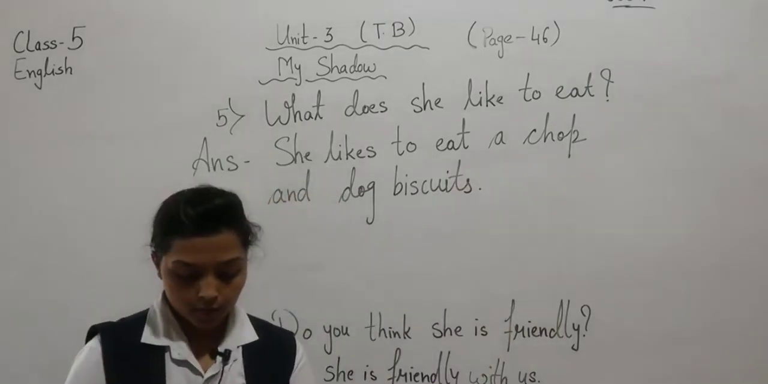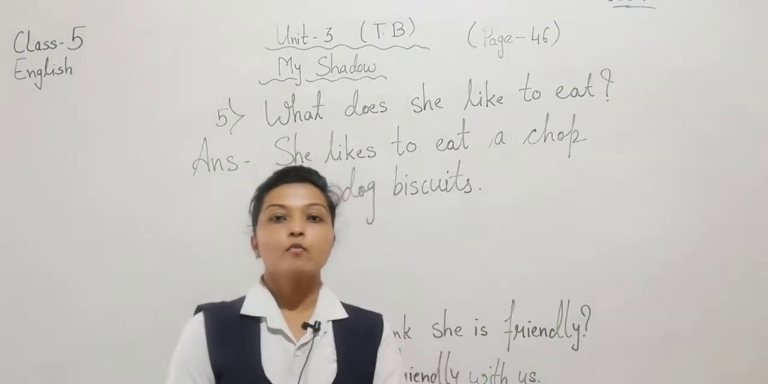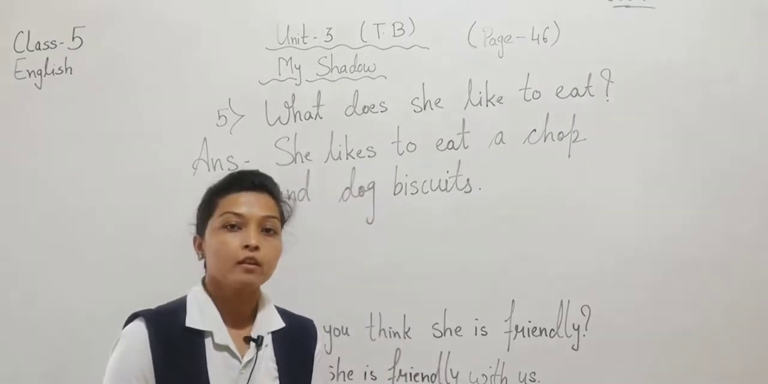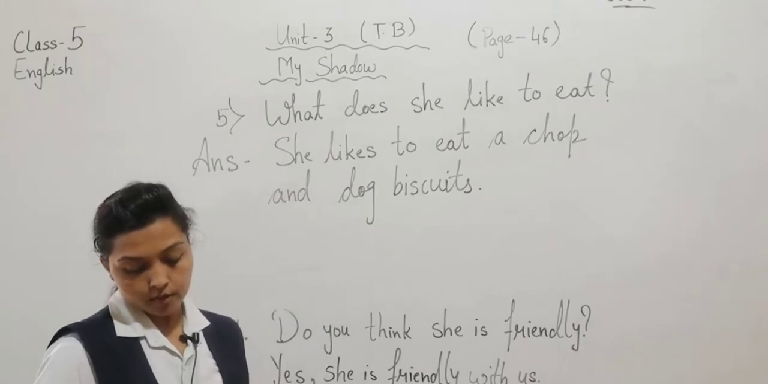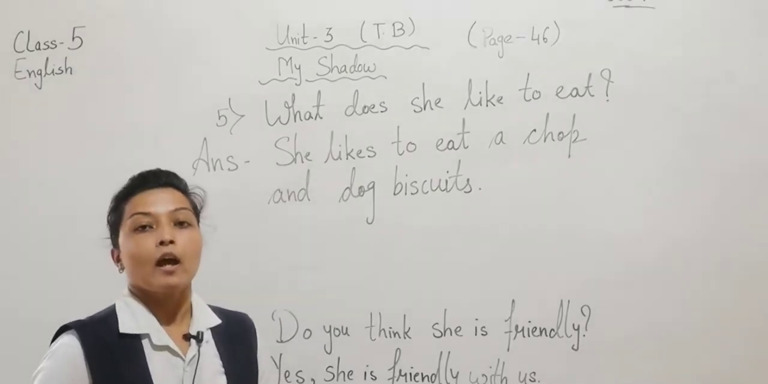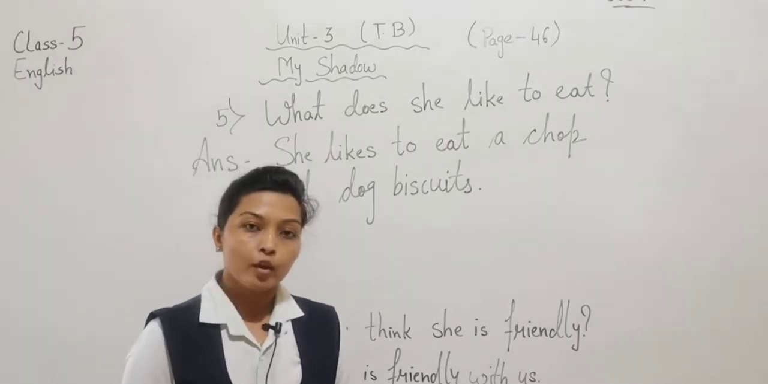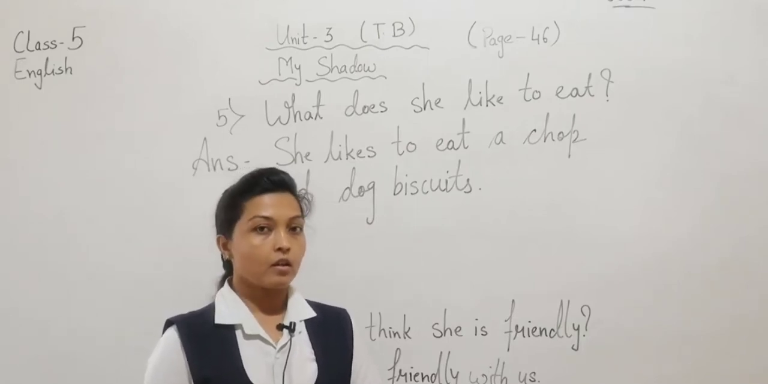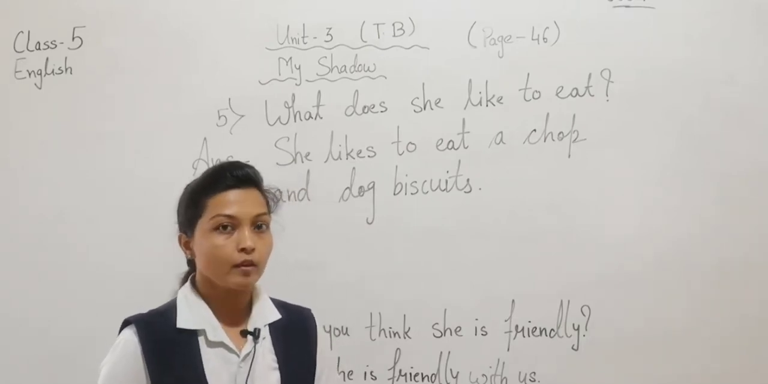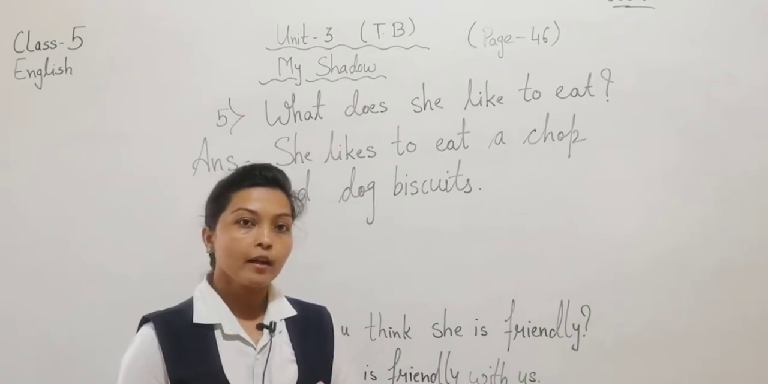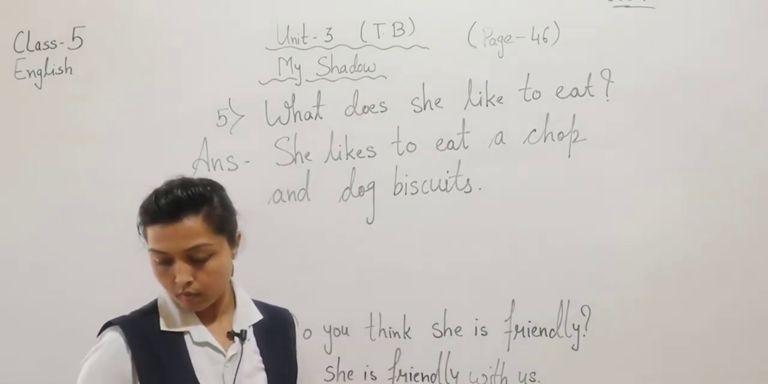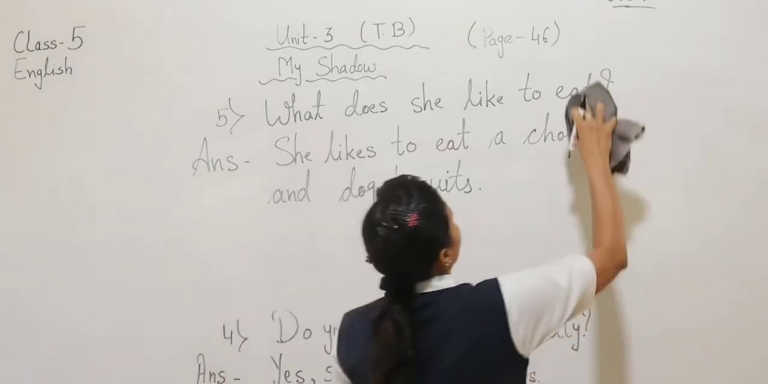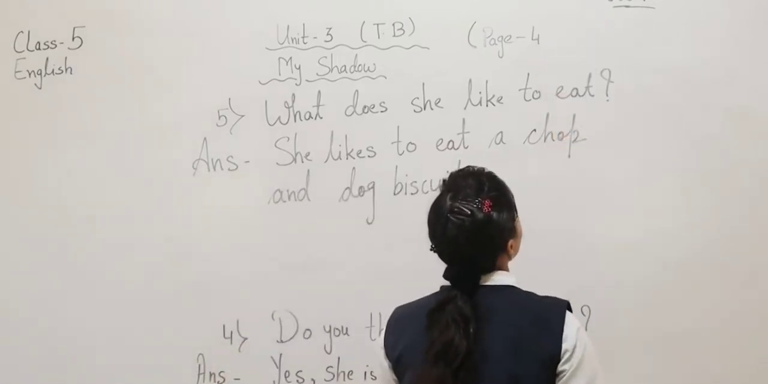So in our textbook on page 46 one picture is given, as I earlier told you, and from that picture some questions are given and we have to answer the following questions. It's just imagination, we can say. We have to answer by ourselves only. Okay, so now on the next page, page 47.